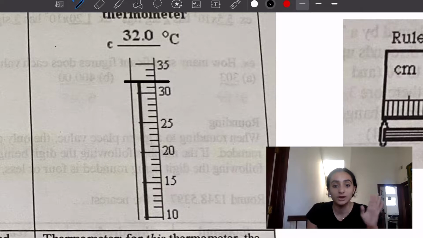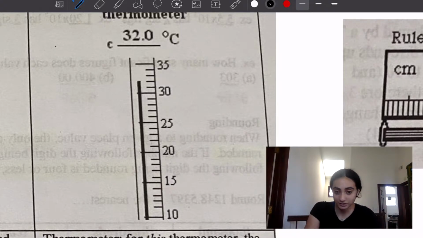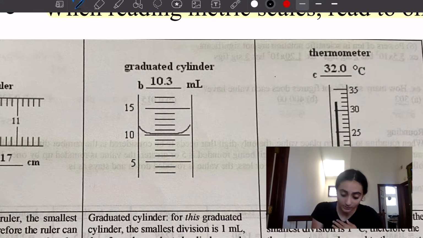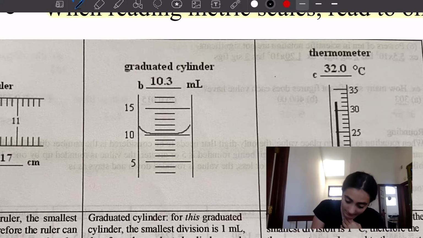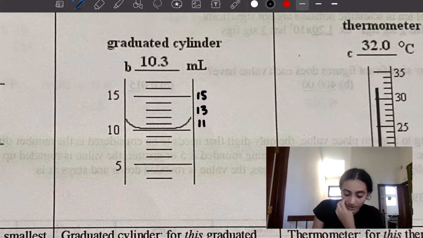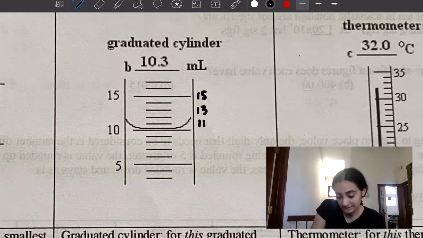Reporting to that decimal place, one past the smallest division, gives a new level of accuracy to the measurement. So you want to make sure that you always record your measurement one past the smallest division. So with this example, as you can see, we have ones again. So this is 11 over here, 12, 13, 14, 15. And you see obviously that this is a little bit above 10. So you could say 10.3, which is what this example did.